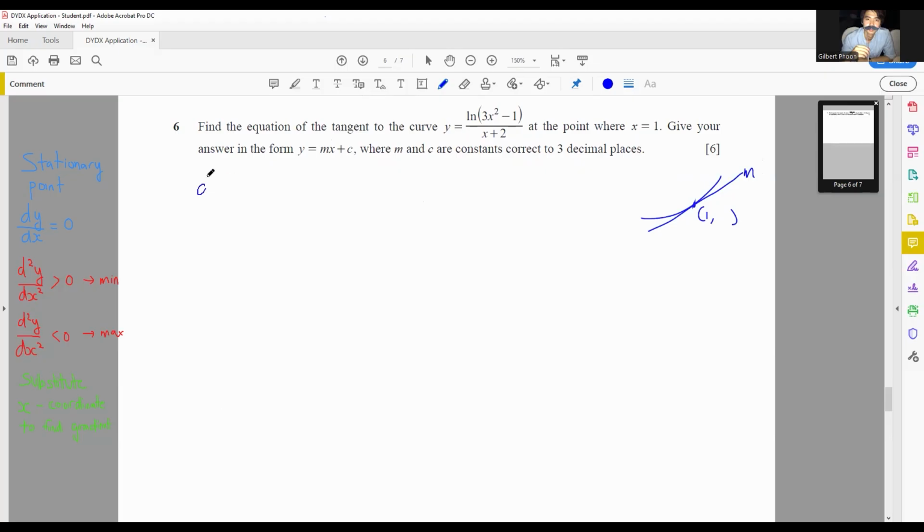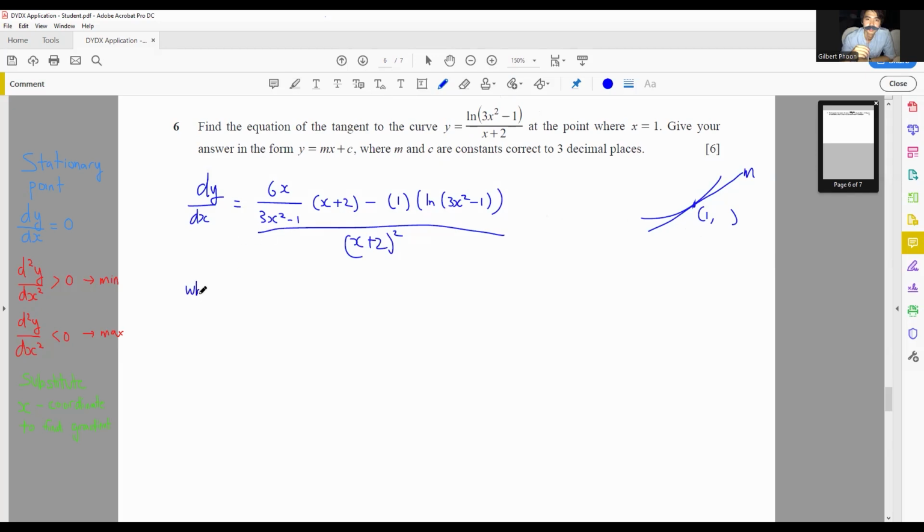Now, dy/dx, again, this question is a quotient rule. Differentiating ln, differentiate the top first, you would have gotten 6x over 3x² − 1. Copy the bottom, x + 2. Minus differentiating the bottom, 1, copy the top, ln(3x² − 1), over the bottom squared, (x + 2)². Now, this is your dy/dx.